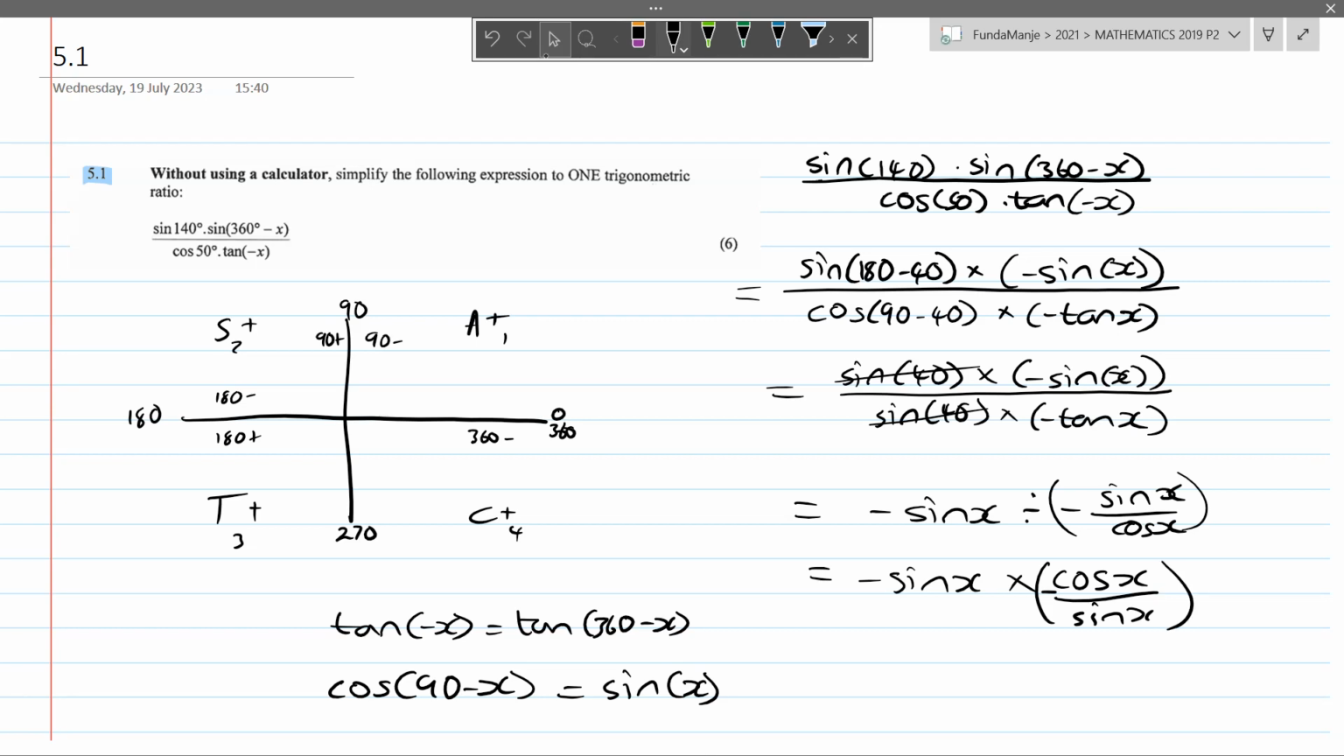Then our minus and minus will make a positive, and our sine x will cancel with our sine x, leaving us with an answer of just cos x. And that is one trigonometric ratio.